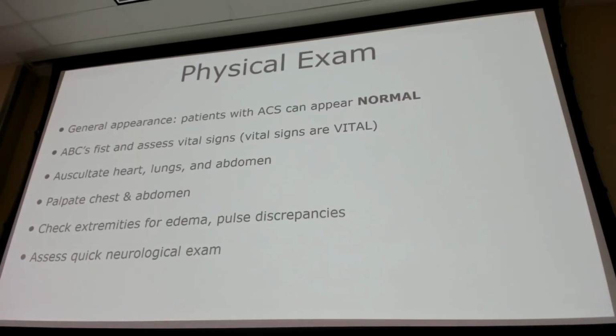Physical exam. So most of the physical exam is relatively normal in most of the patients. Unless it's that inferior MI, or depending on how large of an occlusion it is, a lot of times you'll have stable vital signs. So really, you don't find a lot on your physical exam in these patients, but we want to look for other causes. So I see, is there any sort of edema in the extremities? Do I think this is heart failure? Pulse discrepancies for like a dissection? And then we do want to assess a brief neurological exam on these patients.